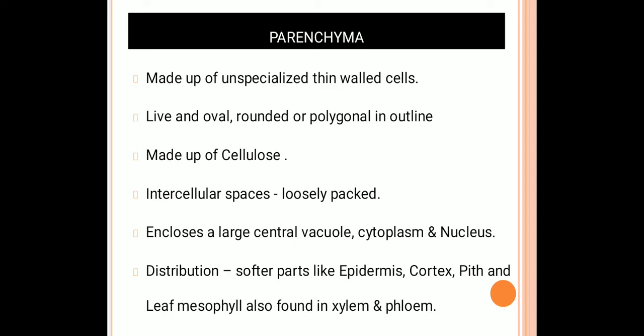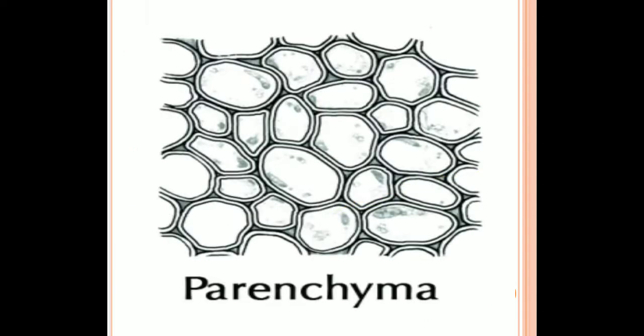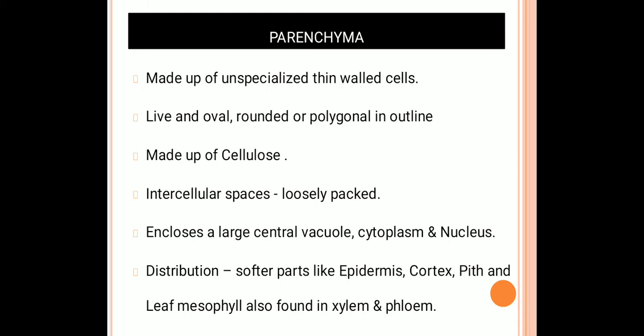These outlines are the cell walls. The outer layer is called the cell wall. Here you can see the structure, the outer layer. This outer layer is called the cell wall. Already we know about that. The cell wall is made up of cellulose.